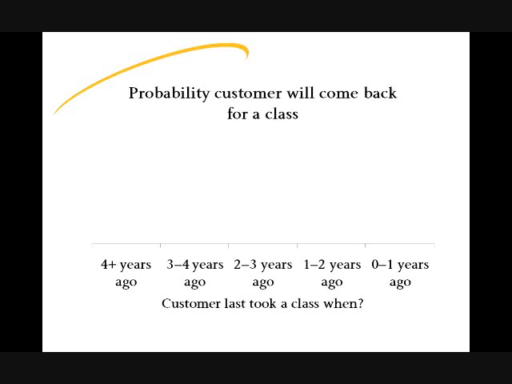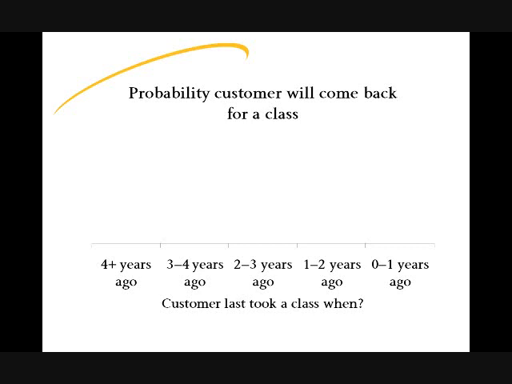I've heard some programs look back 2 years. Some just send to the entire database of customers that they've had. But looking at your registration system, you can very easily determine what the probability of a customer coming back for a class is, based on the last time they took a class. And here I'm going to show you what the chart typically would look like.